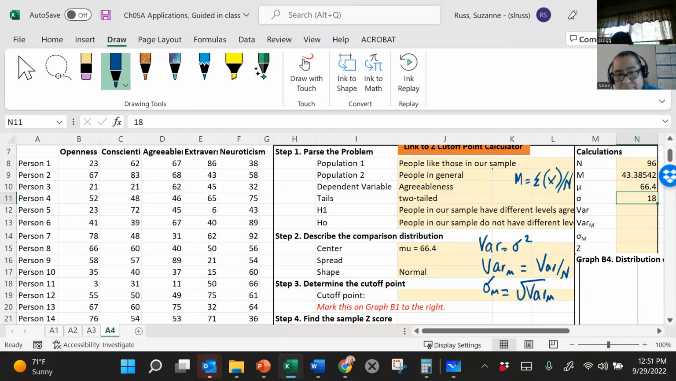Let's run those calculations so we know what our spread is going to be. Variance equals standard deviation squared. Right here, well, this one is done. Variance for the distribution of means is variance divided by N. And standard deviation for the distribution of means, now this one is done, is the square root of VARM.